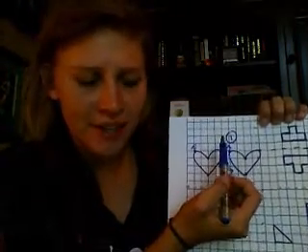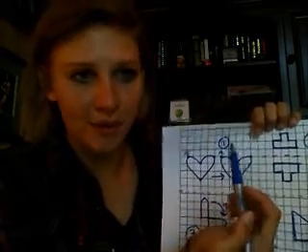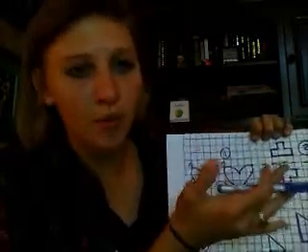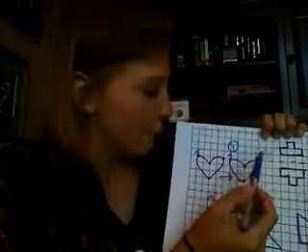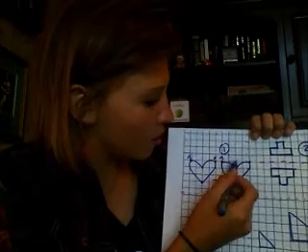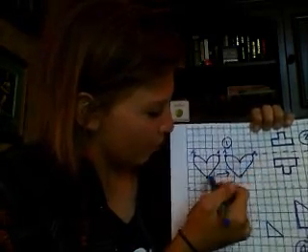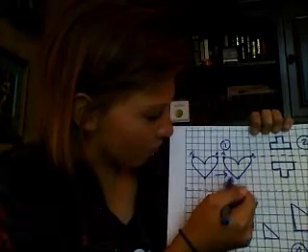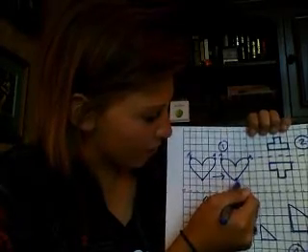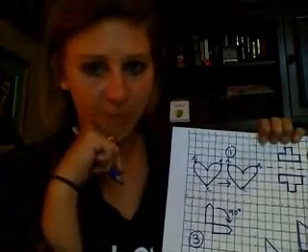So in order for it to be a true translation, all of the points have to move the same distance in the same direction. So all of the points should move 5 to the right. So let's check point B. Does it move 5 to the right? 1, 2, 3, 4, 5. It sure does. Point C moves 1, 2, 3, 4, 5 points to the right as well. So that's how you know it's a true translation.